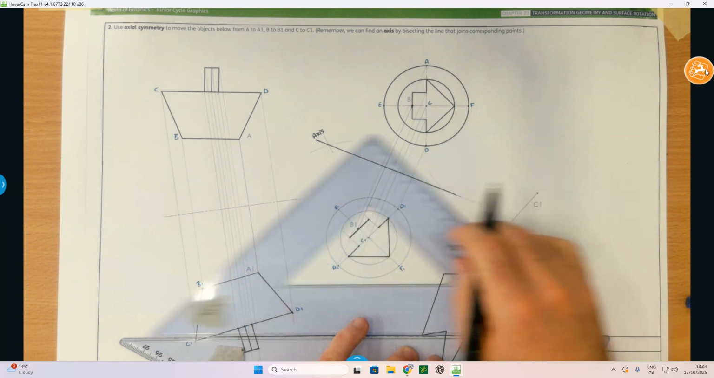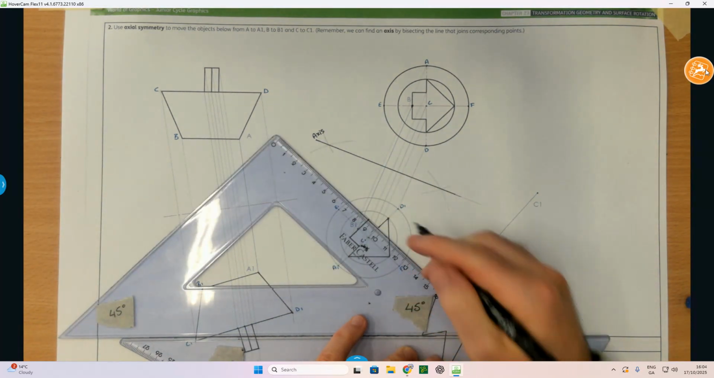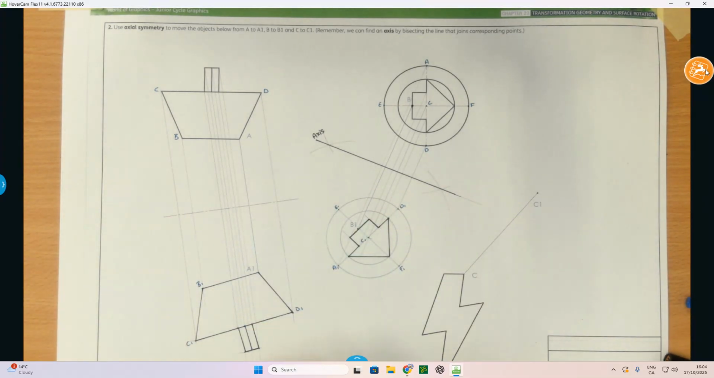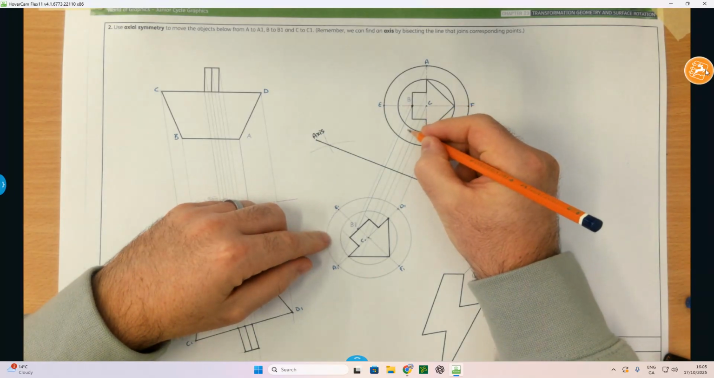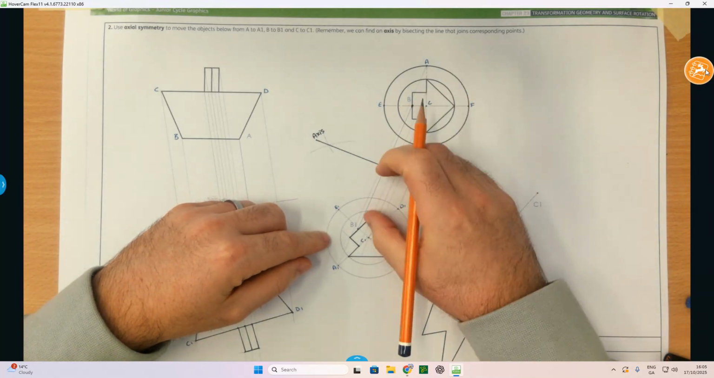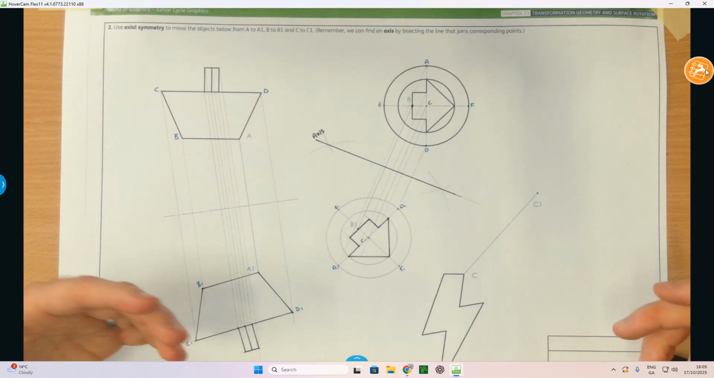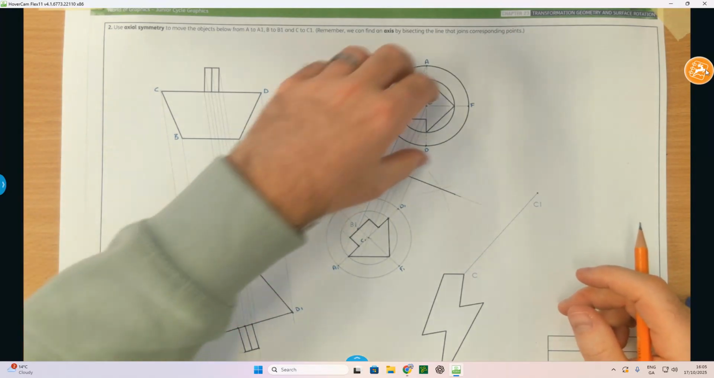You could also go through the process of projecting out every point on the object and finding it by axial symmetry. So you could technically get this point here, project it down and take the distance and mark it down. But what I will say is if you recognize the geometry in the object, you should be able to figure it out a little bit easier than having to bring down every one.